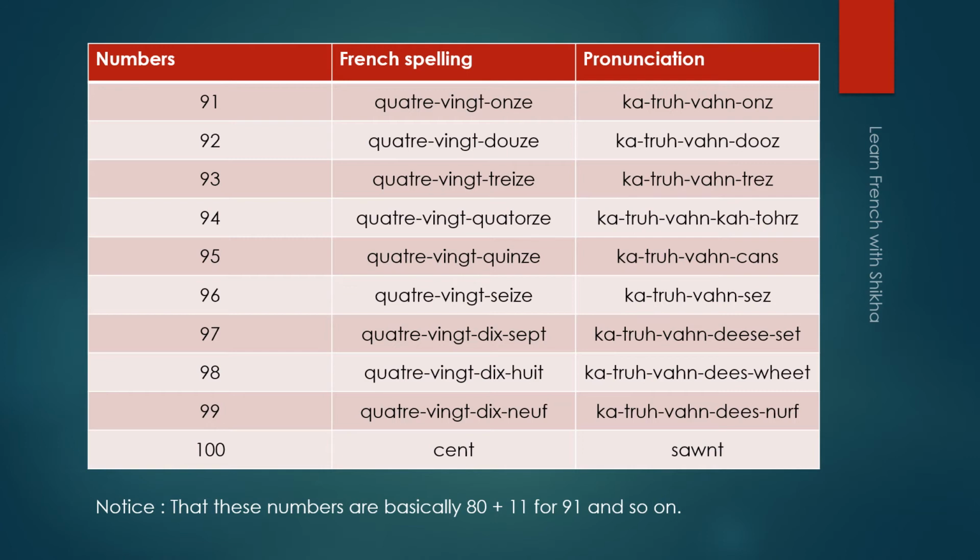91 is quatre-vingt-onze, which is 80 plus 11, 91. Similarly here also we have not added "et" in between the number 80 and onze. We have just put a hyphen, and for the rest of the numbers as well. So hyphen is a must. I repeat, hyphen is a must. Let's do the pronunciation now.